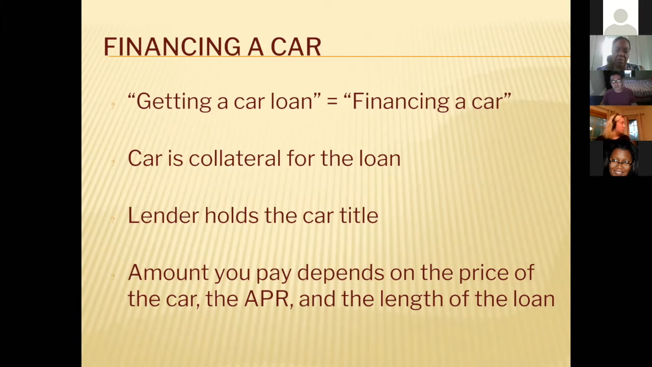So when people use the term financing a car, that's essentially the same thing as getting a car loan. In this example, like we said, the car is the collateral. So if you fail to repay the loan, you return the car. The lender holds onto the car title, and the amount that you pay depends on the price of the car, the APR, and the length of the loan. I think we have an example on the next slide.